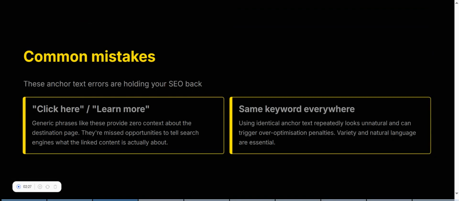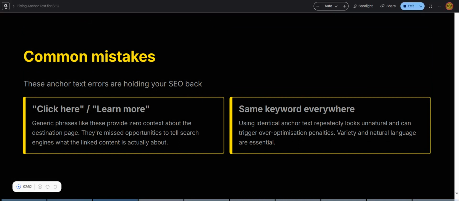Now, there are common mistakes in anchor text, and when you look at some of these mistakes, it becomes clear to you which site was built just for branding and which one was built with SEO in mind. So the first mistake is generic phrases. Generic phrases like click here, learn more. These provide zero context about the destination page. They are missed opportunities to tell search engines what the linked content is actually about.